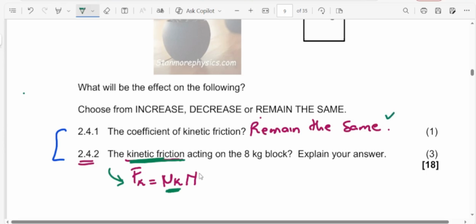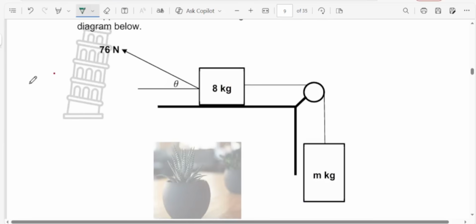So you need to investigate what will happen to the normal force. This is the only thing that you need to do. Because if the normal force increases, the kinetic friction increases. So what we are trying to say is that the kinetic friction is directly proportional to what? To the normal force. If the normal force increases, the kinetic friction will also increase. So now the question is, how can we investigate what will happen to the normal force? You go back to the drawing.